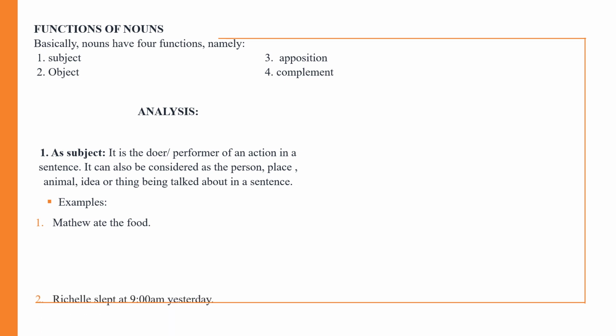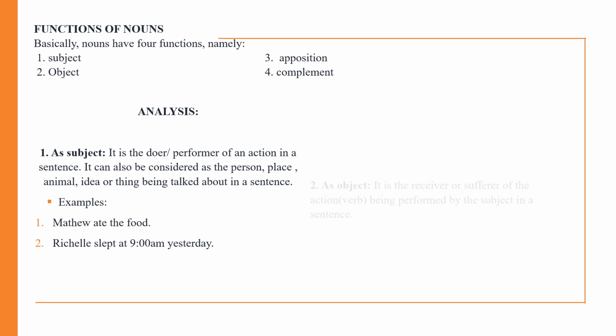The second example: Rachel slept at 9 a.m. yesterday. This means the person being talked about is what? Rachel, or the person who performed the activity yesterday at 9 a.m. was Rachel.